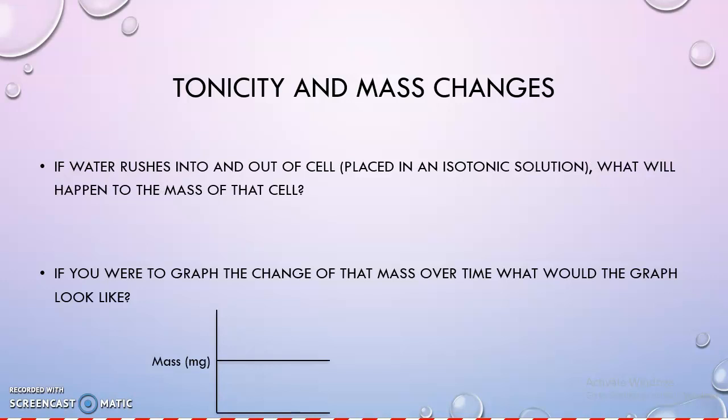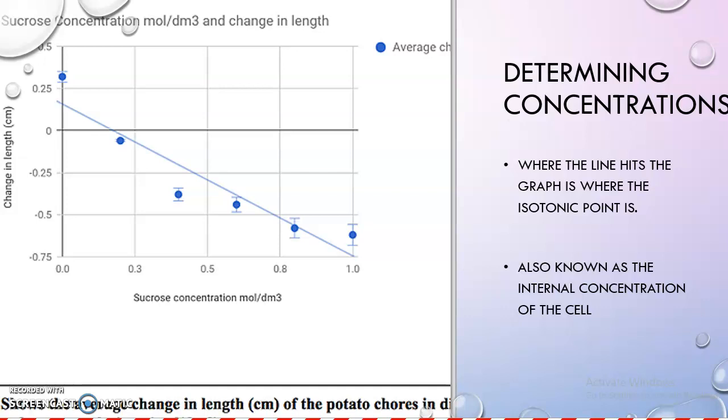So our last one here is isotonic. Isotonic, you can see there in the graph at the bottom, will have no change in mass, so it will remain constant over time. And that's because water is moving both into and out of the cell. The mass of the cell is going to stay relatively the same. You may have at any given second or moment in time a slightly higher or slightly lower mass, but overall the average mass is going to stay the same.